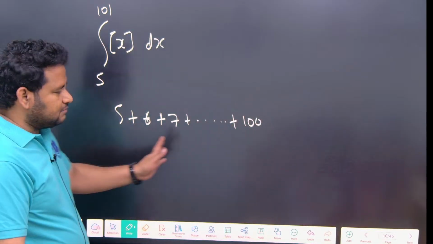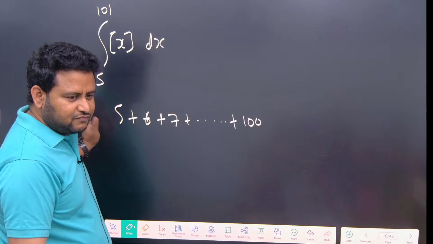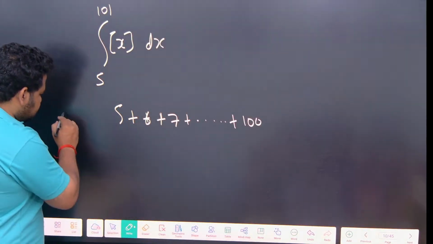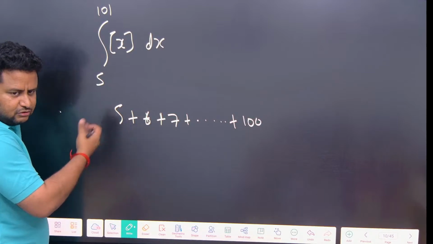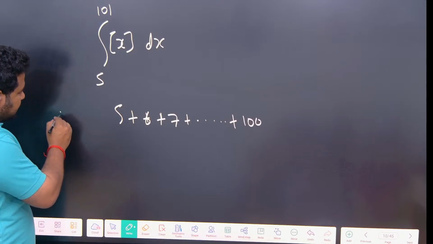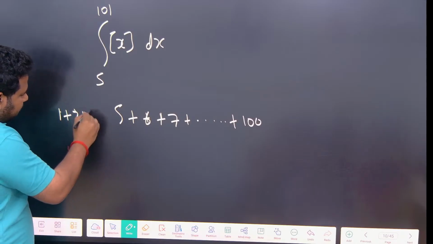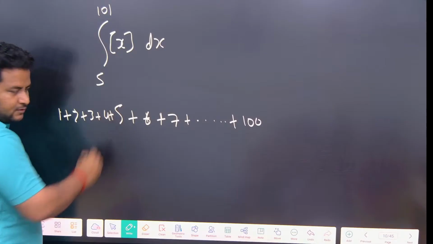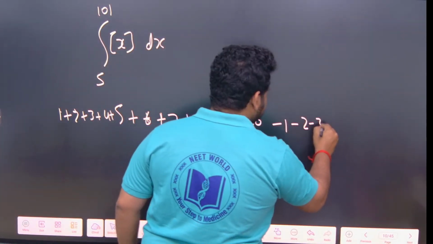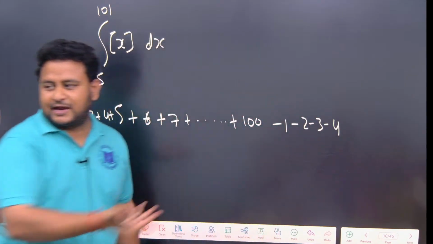Now the sum of n terms we know, starting from 0 or 1, but here it is starting from 5. What we can do? You can use AP, that is totally fine. Or you can add 1 plus 2 plus 3 plus 4, and once you have added them, you subtract them: minus 1, minus 2, minus 3, minus 4.